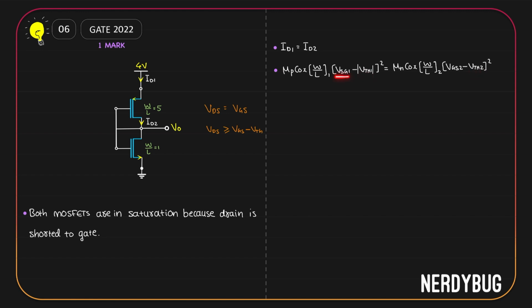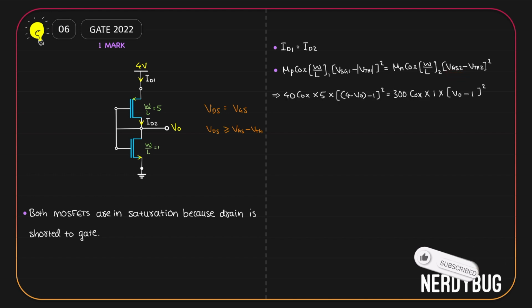Now, what is VSG1? VSG is Vs minus Vg. For the first MOSFET, source voltage is 4 volt. Gate voltage is V0. So VSG is 4 minus V0. The same way, what is VGS2? VGS is Vg minus Vs. For the second MOSFET, gate voltage is V0. Source voltage is 0. So Vg minus Vs, or VGS2, is V0.